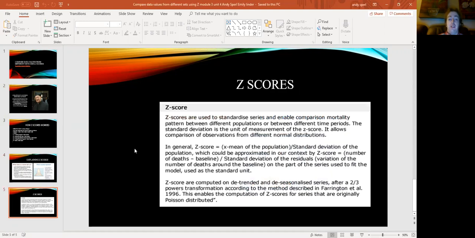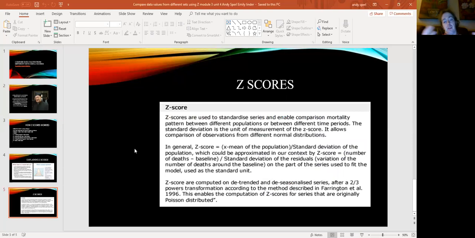Z-scores are used to standardize series and enable comparison of mortality patterns between different populations or different time periods. Standard deviation is a unit of measurement of the z-score. It allows the comparison of observations from different normal distributions.